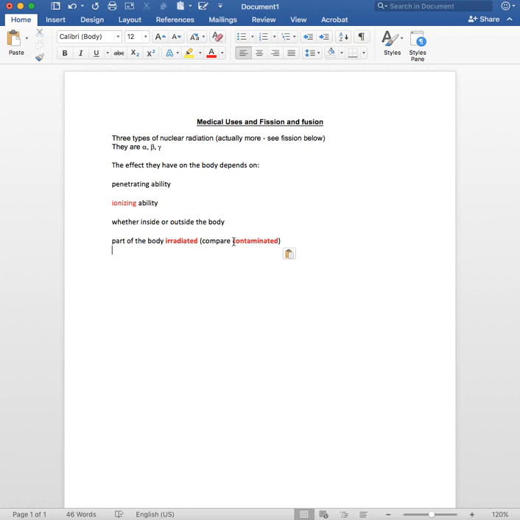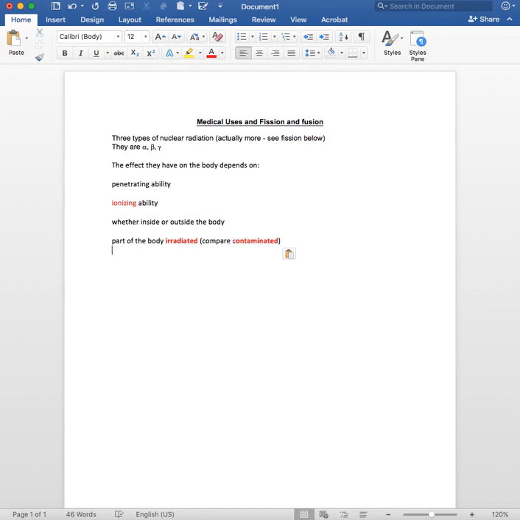Hopefully that's clear. So irradiation is exposure to the ionizing radiation. Contamination is having in or on something a source of nuclear radiation. Of course, contamination has a wider meaning than that, but in this context, it's about having a source of nuclear radiation in or on something.